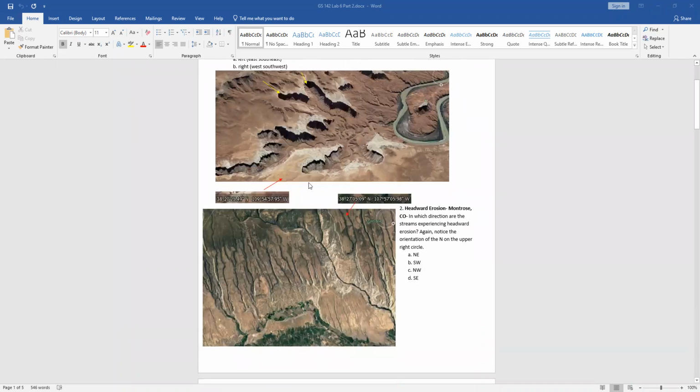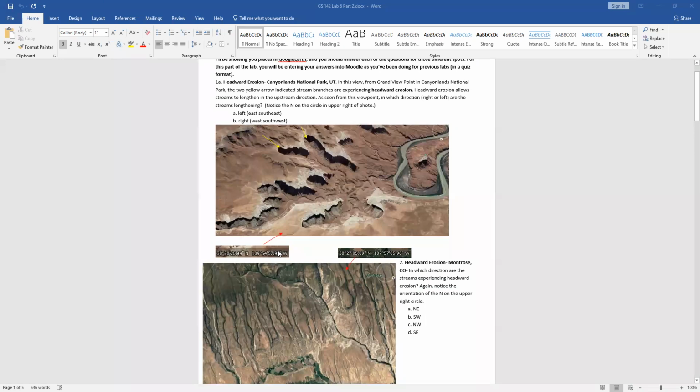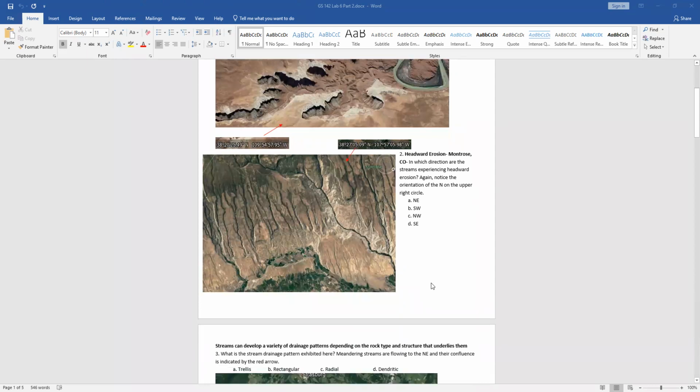Next one down. And if you want to go to these spots in Google Earth, I've put the latitude and longitude here so that you can go find it yourself if you want, and be able to rotate it and really take a look at this, okay? So number 2 is about headward erosion in Montrose, Colorado. In which direction are the streams experiencing headward erosion? Again, notice the orientation of the N on the upper right circle. Okay, so N is now off to the right somewhere, which means south is to the upper left.